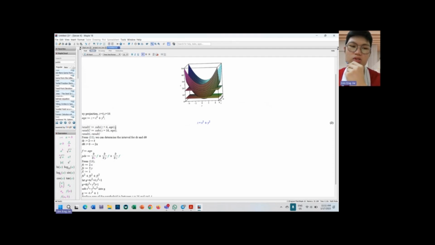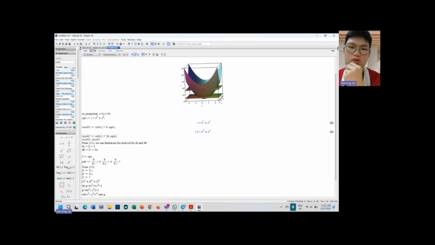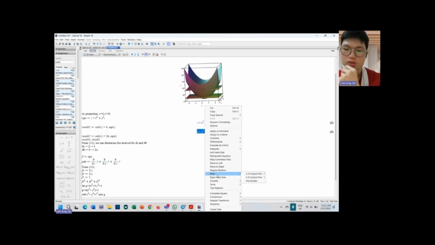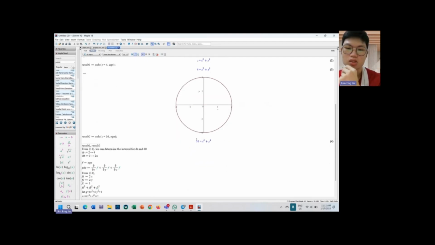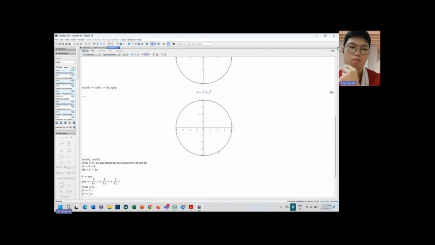When z equals 4, sub into these equations. And we can see the plane by highlighting all, double clicking, and selecting plot 2D, plot XYZ. It will appear a circle like this. And when z equals 16, it is also the same. Like this, it will appear equations, and then we select it and plot 2D XYZ, and it will appear a circle with radius of 4.